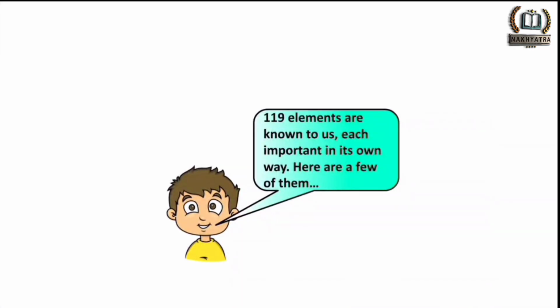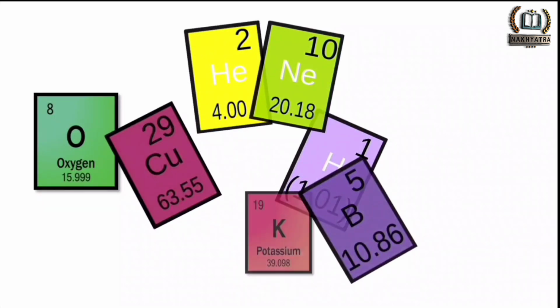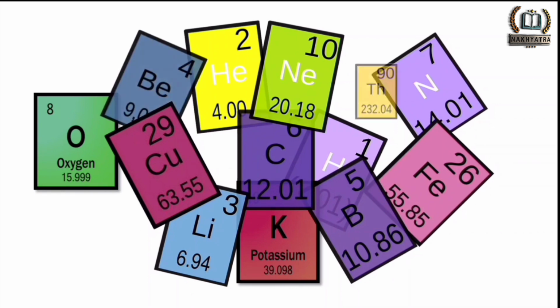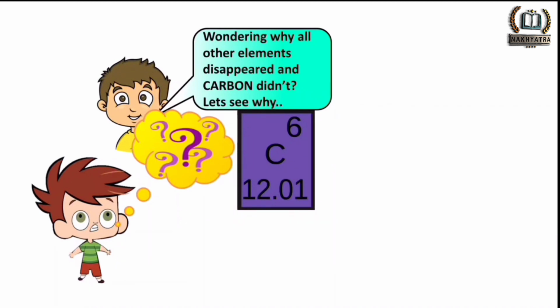119 elements are known to us, and each is important in its own way. Here are a few of them: hydrogen, helium, oxygen, copper, lithium, potassium, boron, etc. Now you might be wondering why all the other elements disappeared and carbon didn't. Let's see why. But before going to the next slide, I want to tell you that this 6 is the atomic number for carbon, as you all know, and this 12.01 is the mass number for carbon. Mass number is the total number of protons and neutrons present in an atom. Alright?